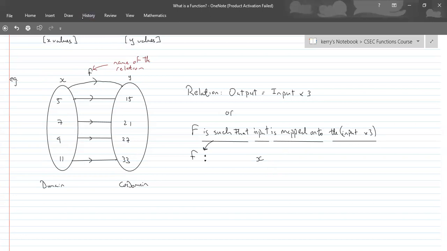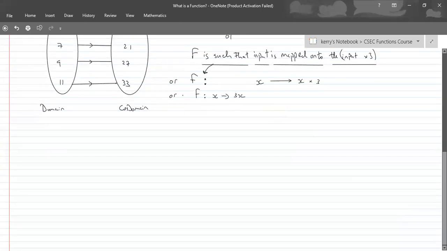Now 'is mapped onto' has a nice little symbol for that whole thing. We could use an arrow. So what this is telling us is that the function f takes the input x, and to get the output, you take the input and multiply it by 3. So it'll be x multiplied by 3. Or to write it a little bit closer together so you can see it better, f is such that x is mapped onto 3x. Remember, x by 3 means 3x. Now there is one last way this map is written, but you have to know it in all the ways. And this last one is written like this here.